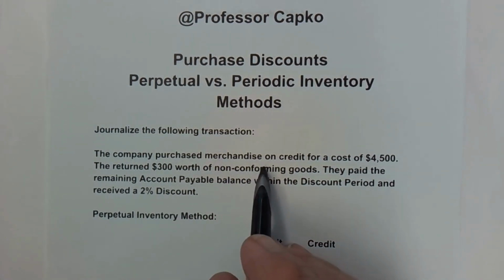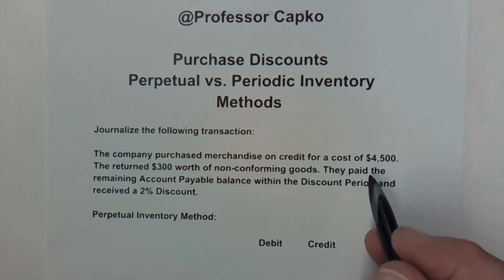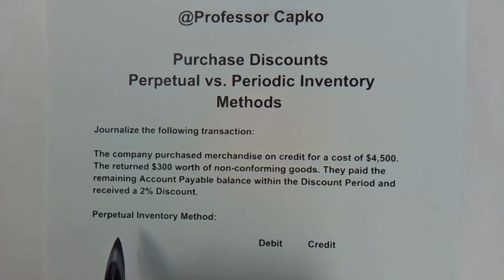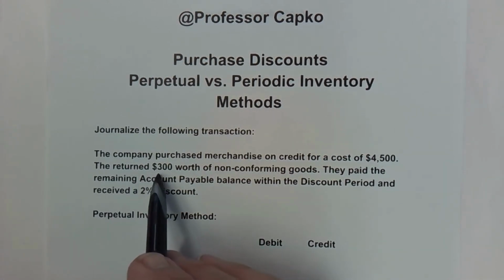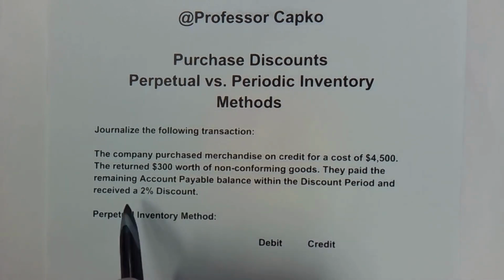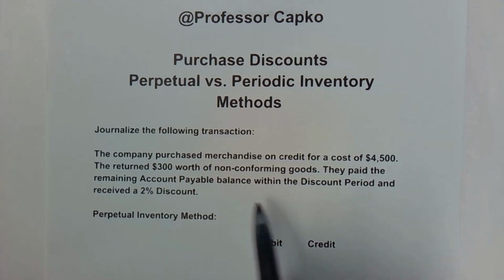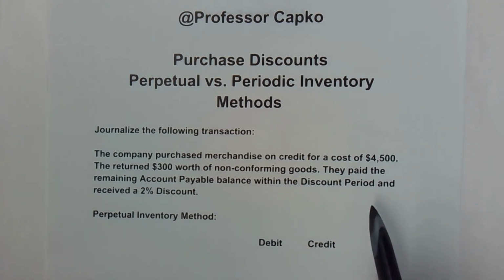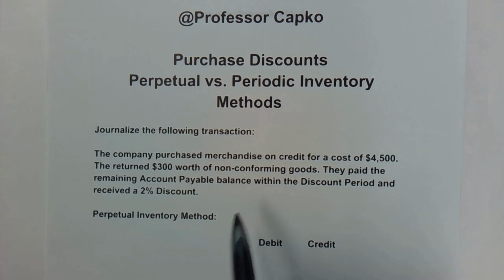The company purchased merchandise on credit for a cost of $4,500. They returned $300 worth of the non-conforming goods. They paid the remaining account payable balance within the discount period and received a 2% discount. That's the transaction, that last part there. We're going to journalize that in this video.